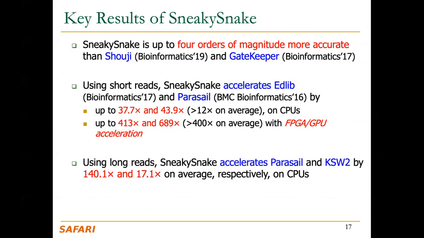Hopefully by that we cover most of the things about SneakySnake. We observe up to four orders of magnitude more accuracy than Shouji and GateKeeper. And then we accelerate Edlib, which is one of the best, or the best performing, implementations of Myers' bit-vector algorithm. It has a lot of configurations for local, semi-global, and global alignment. And it also has two configurations, with path and without path, that is to say with generating the CIGAR and without generating the CIGAR, but Edlib is calculating only edit distance at the end, or Levenshtein distance. For parasail, it does the full sequence alignment, and these are the speed up numbers, using, as I said, our implementations on FPGAs, GPUs, and CPUs.